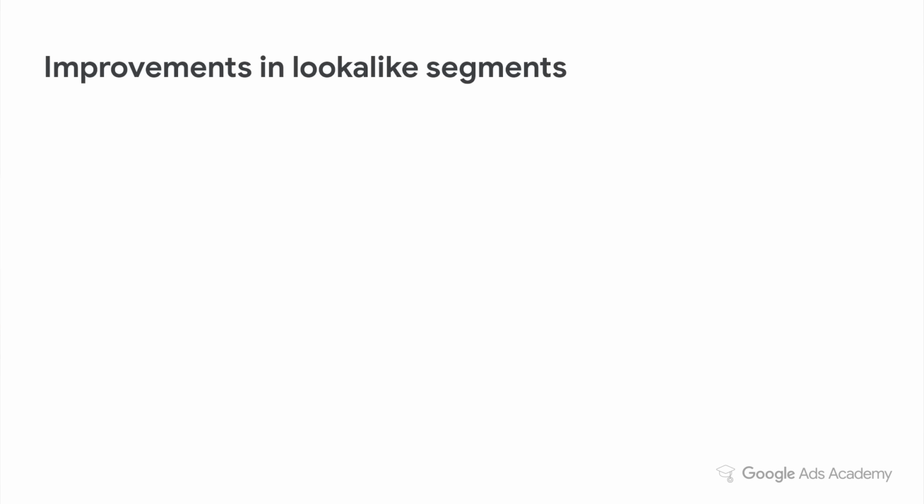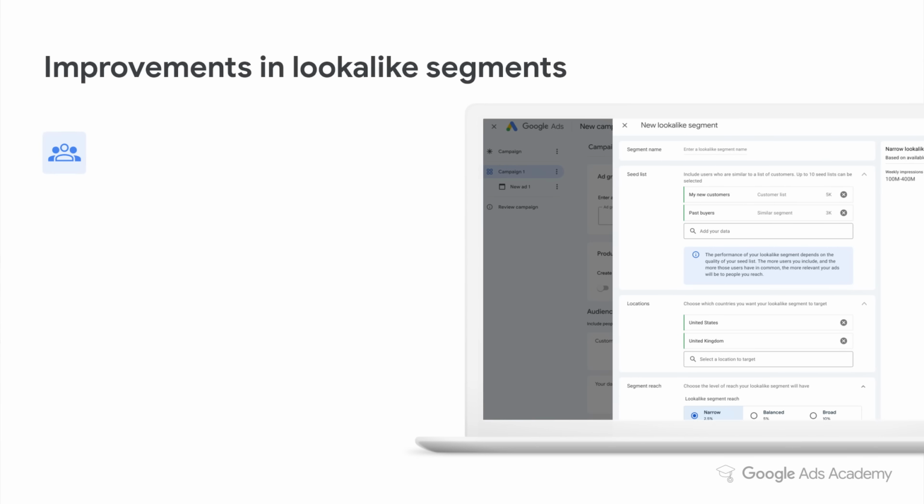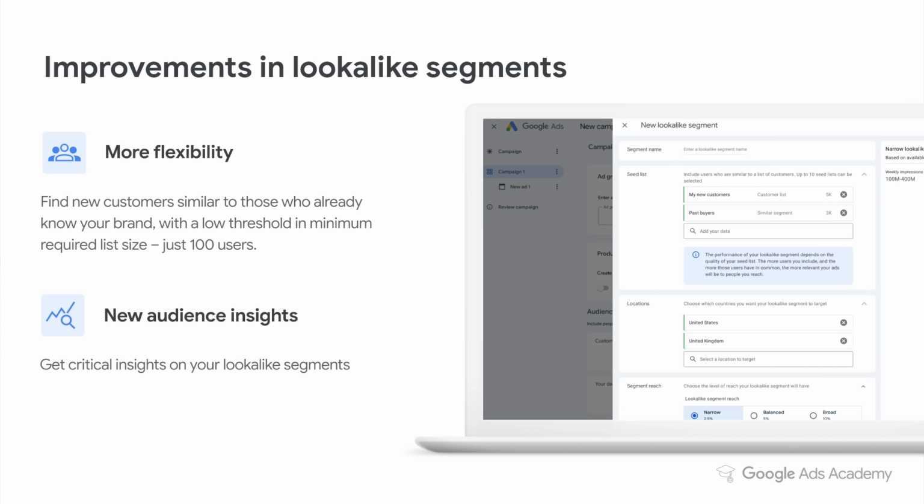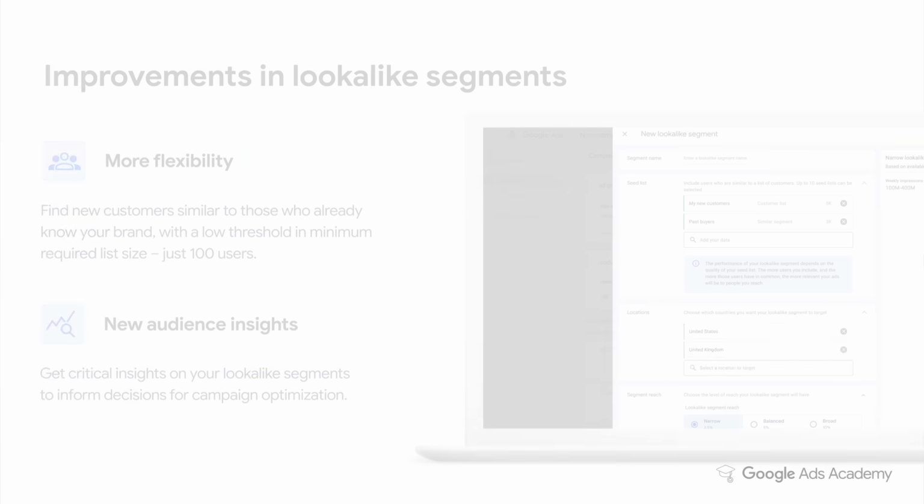There are a few key benefits that really stand out here. The first, you have more flexibility now. Find new customers similar to those who already know your brand. Now with a lower threshold in the minimum required list, from 1,000 to just 100 users. You can now also get insights on your lookalike segments, such as affinity categories, in-market categories, age, gender, geography, devices, and more. These insights can really help you understand your campaign performance and inform decisions for optimization. With audience insights, you can come up with hypotheses to target additional segments beyond those you already know.